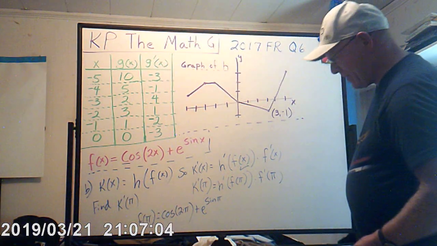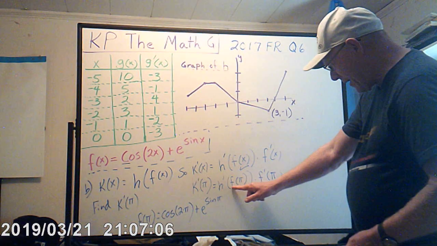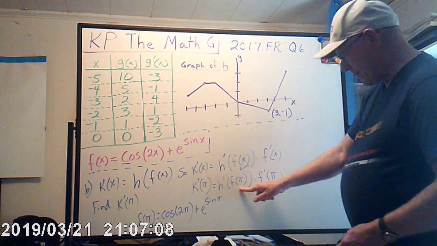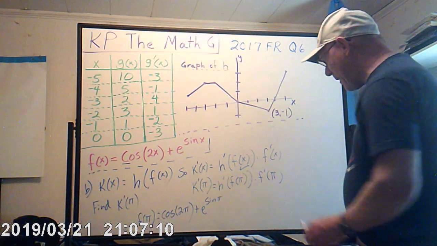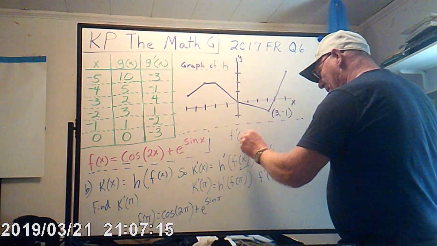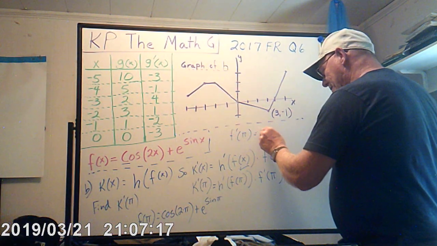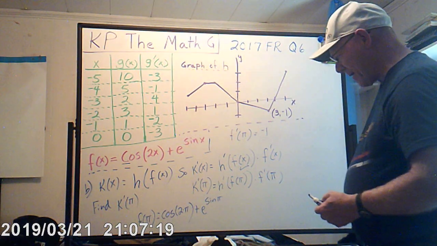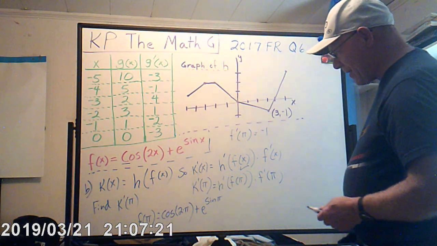Alright. We're just finding f, not f prime. Okay, I think we found f prime at pi. Remember from the last problem, f prime at pi was equal to -1. We've already established that one.